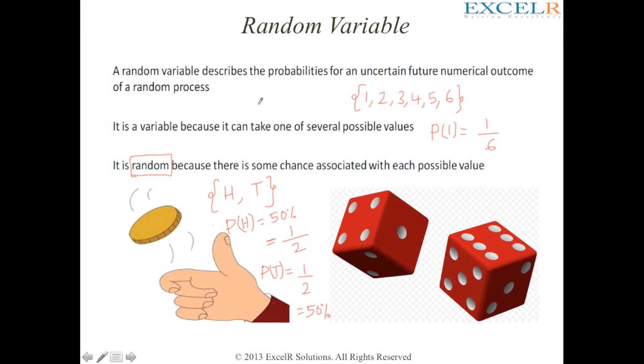All right. Now, the probability part is fine. What about a variable? If there is a probability or a chance associated, it's called random. But when is it called variable? It is called a variable when it can take one of several possible values. If you flip a coin, the possible values are a head or a tail. Hence it's variable, it varies. It can either be a head or a tail.